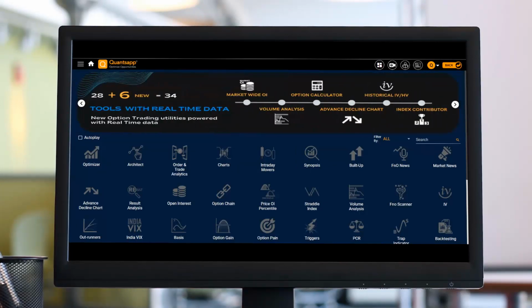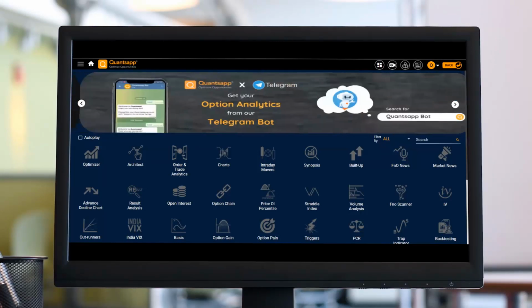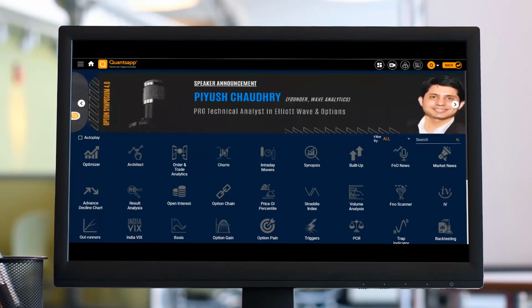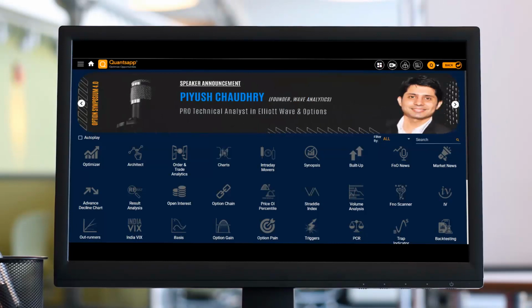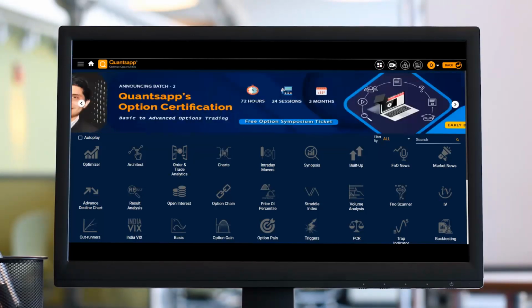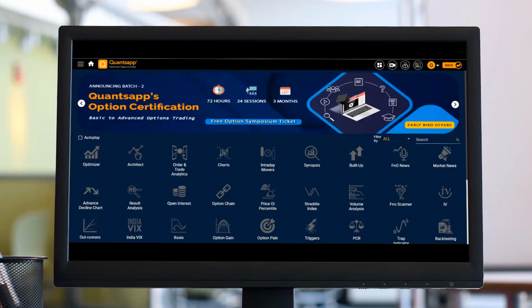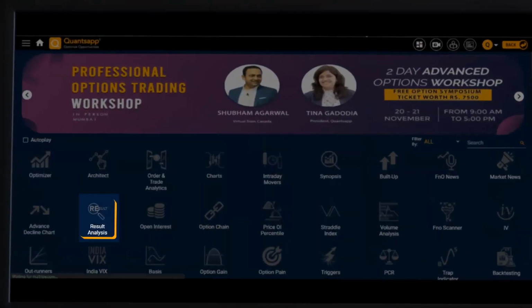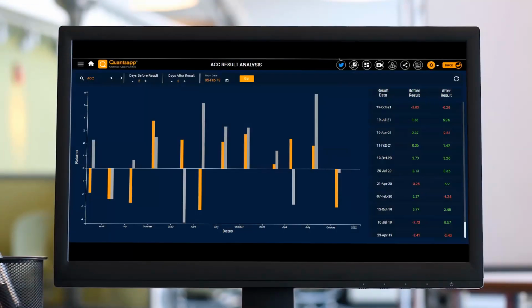So let's take an example that we have 5 stocks on our radar list and we want to check how the stock behaved n number of days before the result and n number of days after the results. Manually it would be a very hectic task to source all of the necessary information and data points which we need. Instead, we can directly use result analysis here in our application, which will give us a quick look at how a stock behaves n number of days before and after announcement of its result.